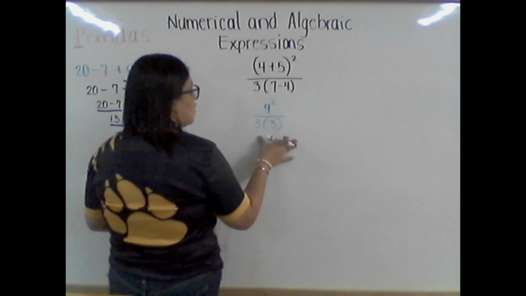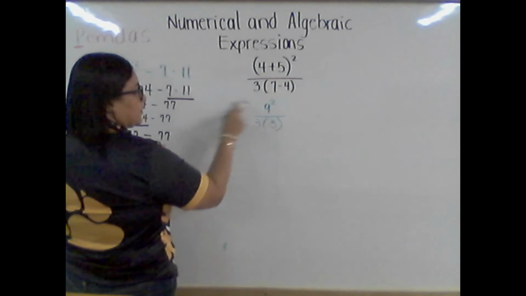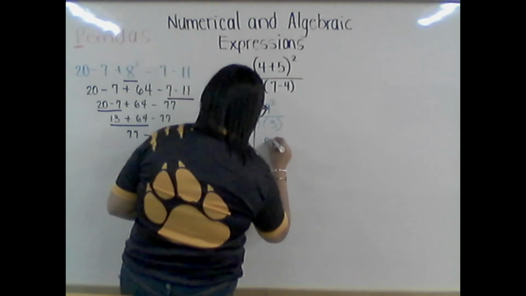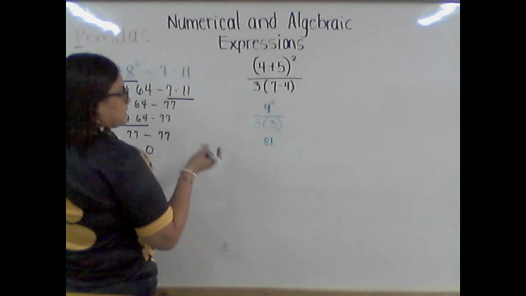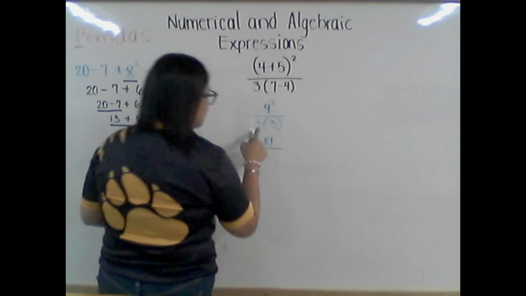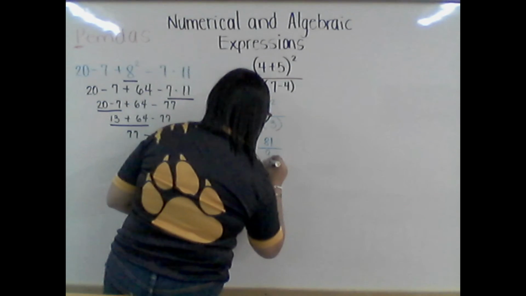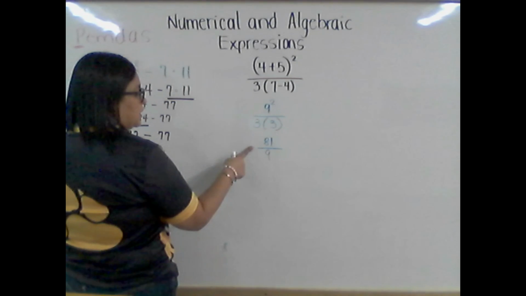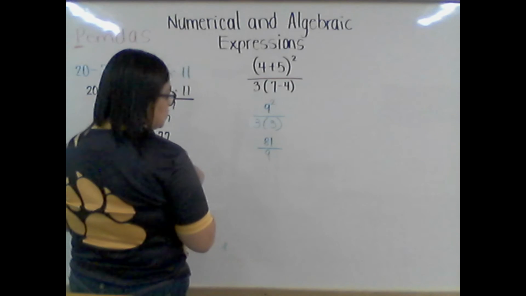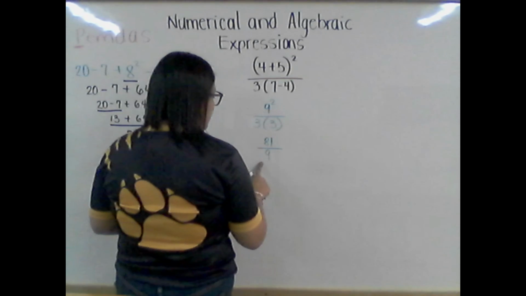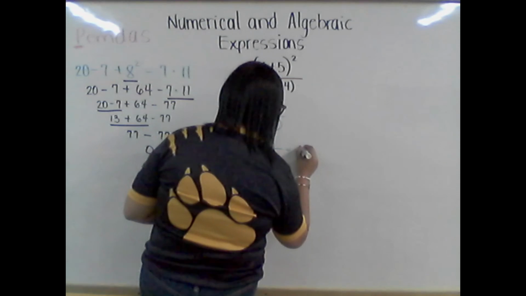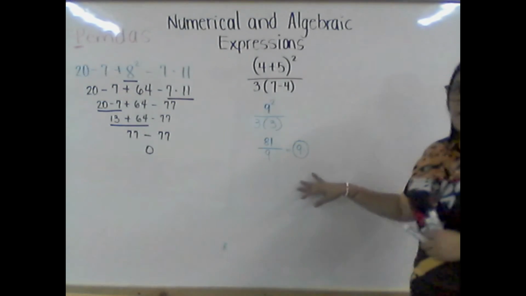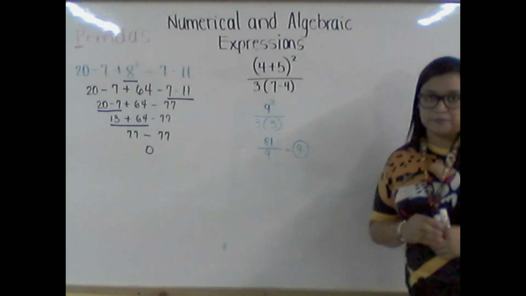We continue solving these. Now we have to work with the exponents up here. So 9 squared is 81, 9 times 9. And then down here, 3 times 3 is 9. Now we're down to one operation. The fraction line also represents division. So this is 81 divided by 9, which is 9. So this would be our final answer here.